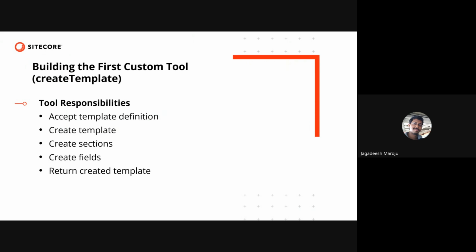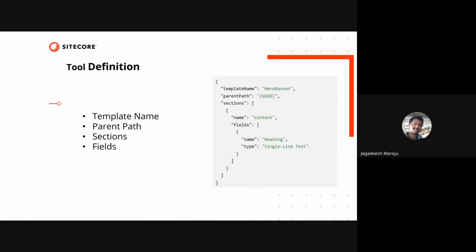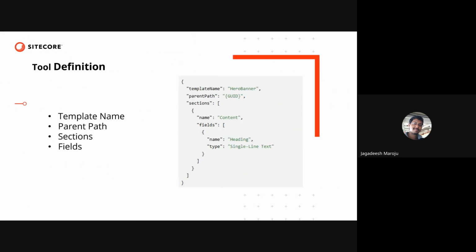So what information does the AI actually send to this tool? Every MCP tool exposes a schema that tells the AI what information it needs. In this case, the tool accepts a template name, a parent folder path where you want to create the template, and a collection of your sections and fields. So this is an example payload for that tool.